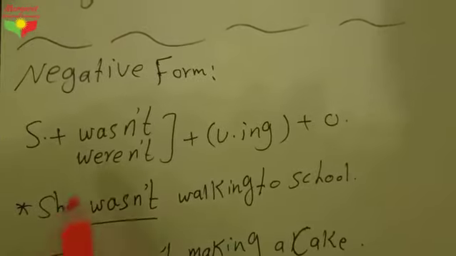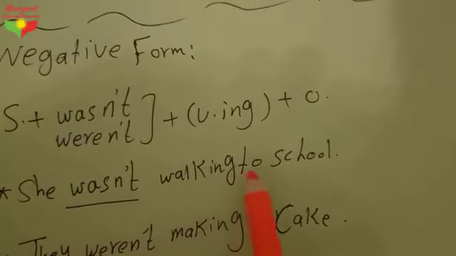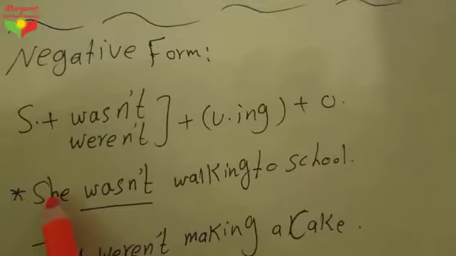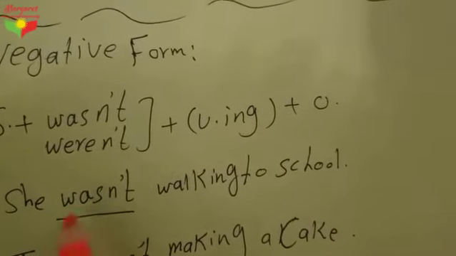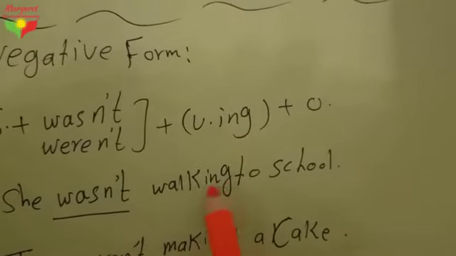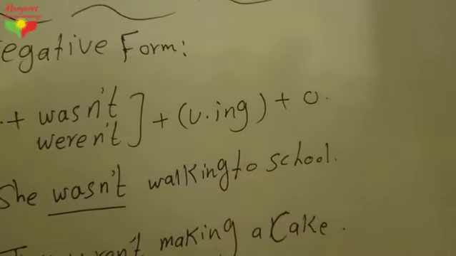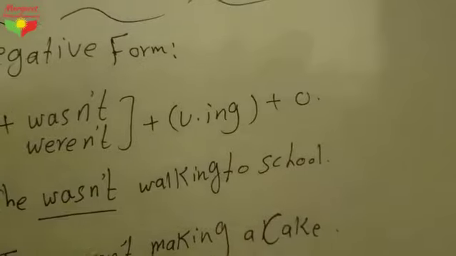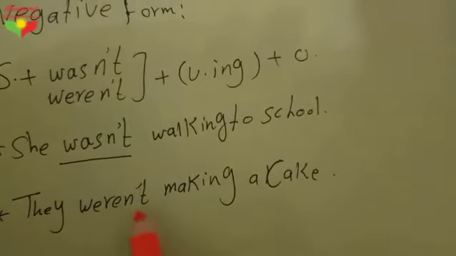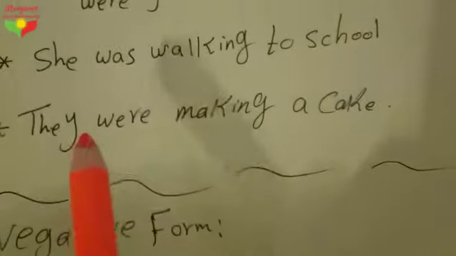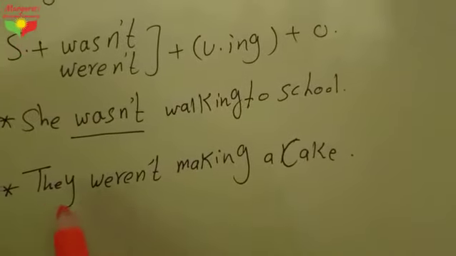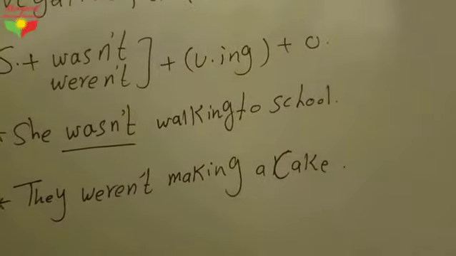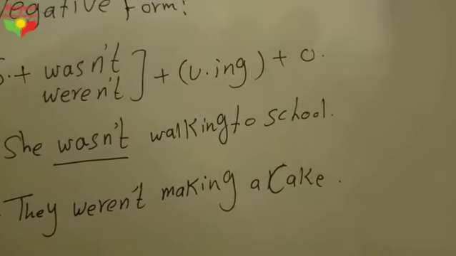So I negate the same sentence: she wasn't walking to school. She is the subject, wasn't is the verb to be in the negative form, walking is the main verb plus ing, and to school is the object. So they weren't making a cake. The affirmative sentence is they were making a cake, and the negative will be they weren't making a cake. Okay, they weren't making a cake.